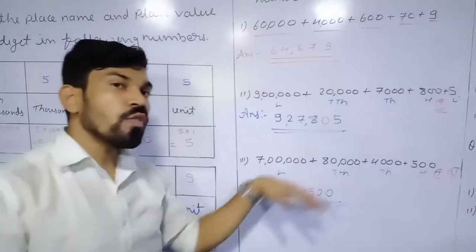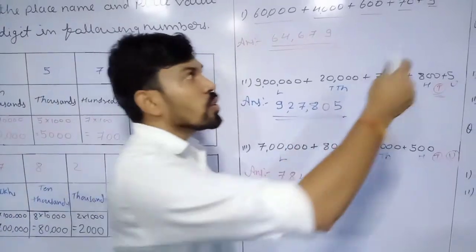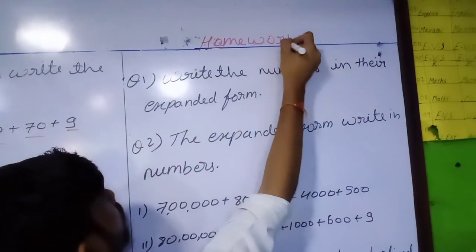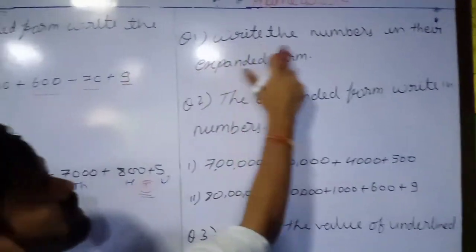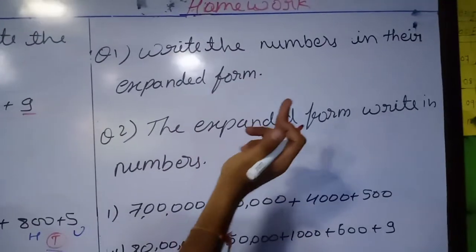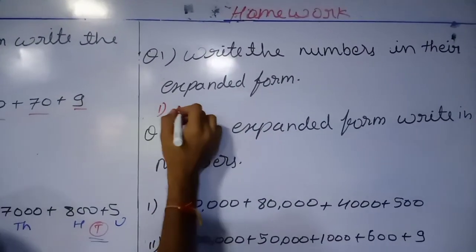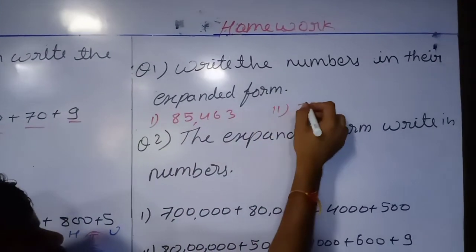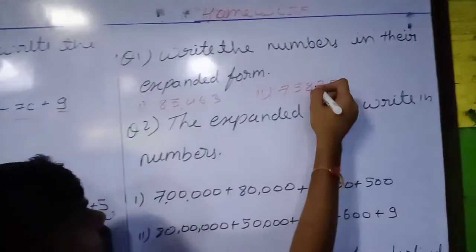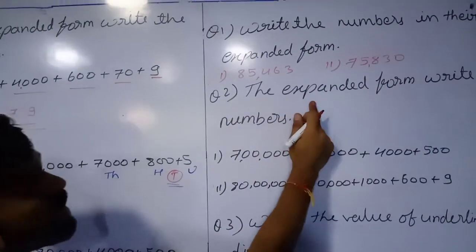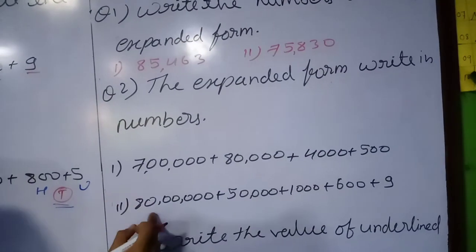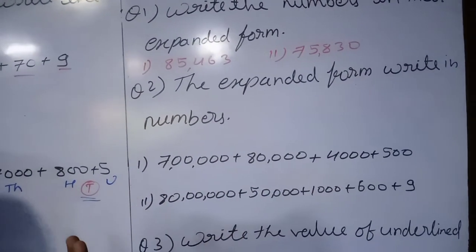Now on the basis of all this, whatever we did today, you have the homework. Question number 1, write the number in their expanded form. Here we are going to write 2 numbers in the expanded form. Whatever I did earlier, here we have the expanded form that we are going to convert into numbers.